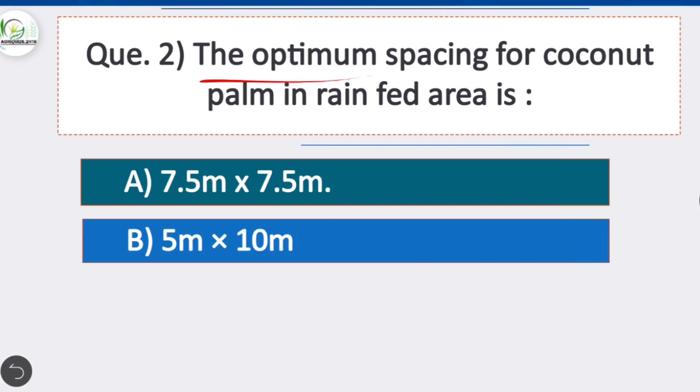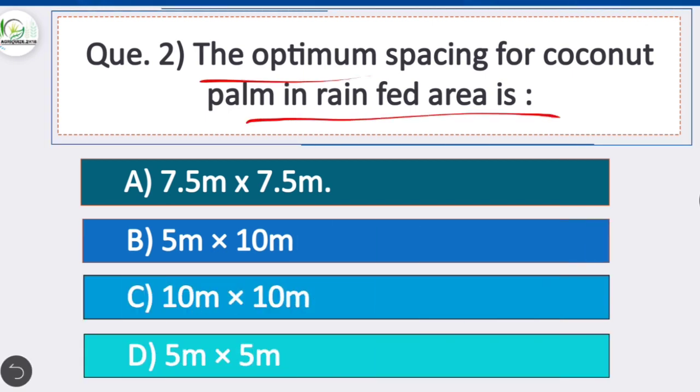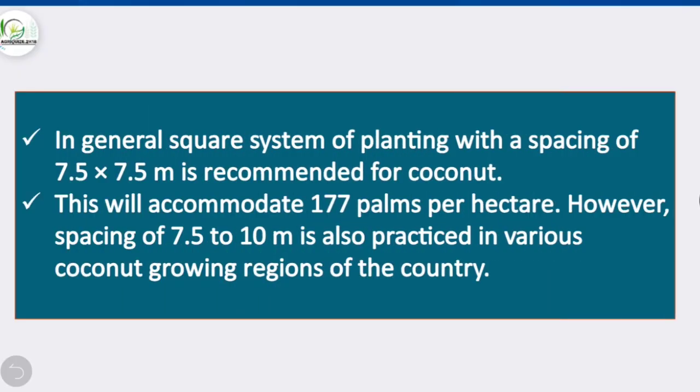Next question, question number 2. The optimum spacing for coconut palm in rain-fed area is: option A is correct, 7.5 meter into 7.5 meter. In general, square system of planting with a spacing of 7.5 into 7.5 meter is recommended for coconut. This will accommodate 177 palms per hectare. However, spacing of 7.5 to 10 meter is also practiced in various coconut growing regions of the country.